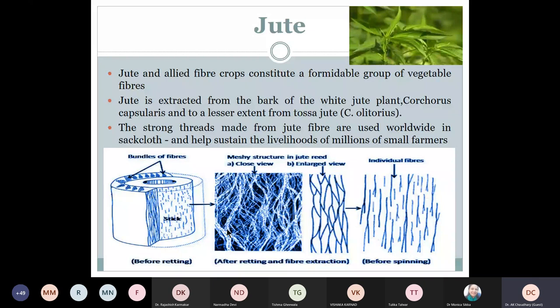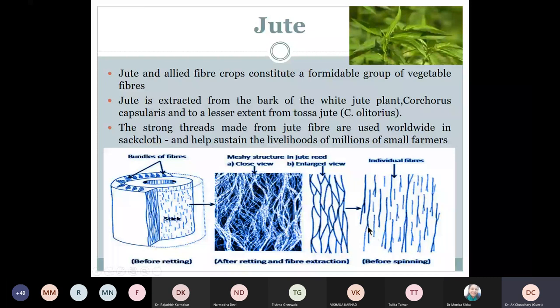So these are the botanical names of this plant, and strong threads made from jute fibers are used worldwide: sacking, sack cloth for packaging, and they help sustain the livelihoods of millions of small farmers. So here you can see the bundles of fiber. Here you can see the microscopic view of the jute fibers. So this is some structural detail, physical structural detail of the fibers. After retting, retting is a process, this is before the retting and after the retting.